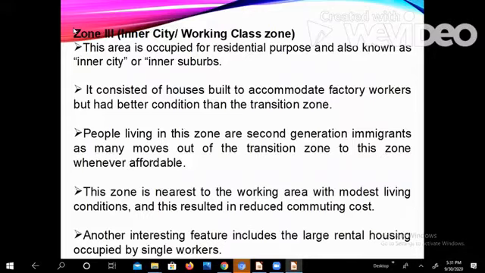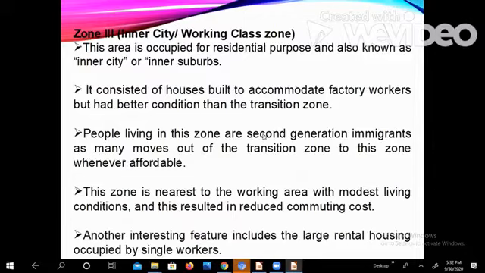Now you are seeing over here, this is the second generation immigrants. Now, why are people living in this zone second generation immigrants? The first generation immigrants are staying in the second zone.